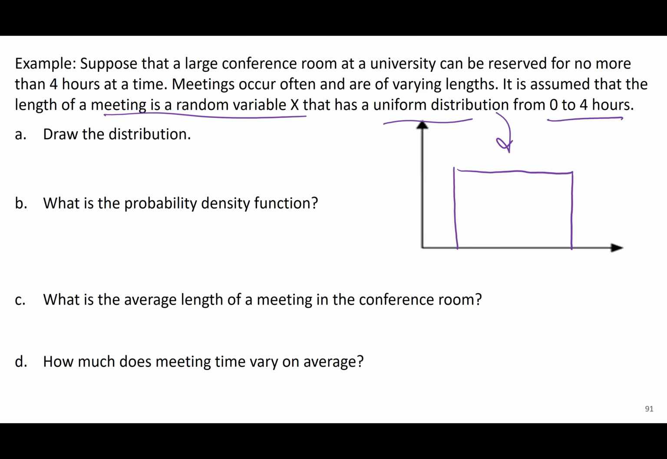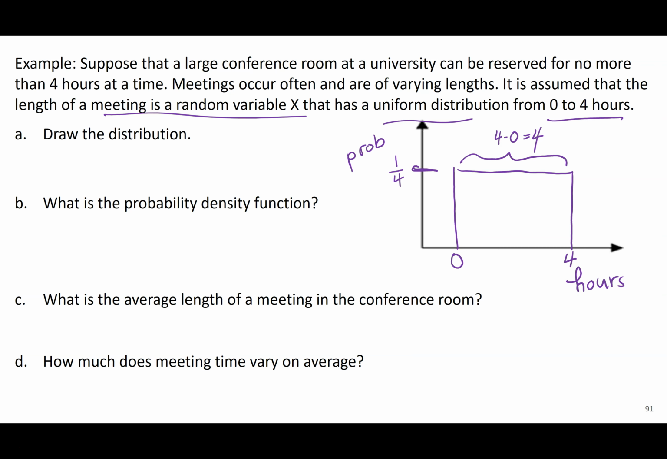And from 0 to 4 hours, so I'm going to have hours here. Things to note, the length here, 4 minus 0 is 4, which means the height here for my probability needs to be 1/4. It's okay if you write 0.25, that doesn't really make a difference. But the idea is the height needs to be 1/4 for the area in the entire rectangle to be 1.